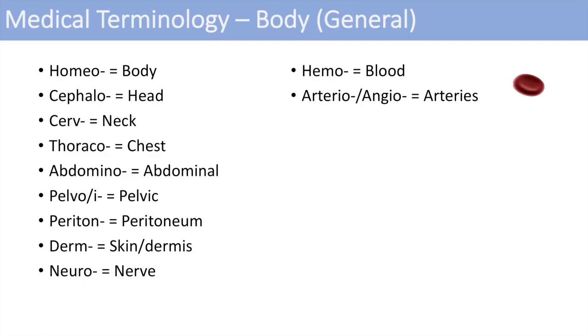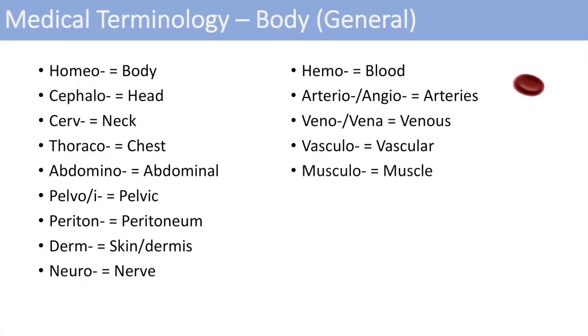Arterio or angio for arteries. So for arterio and angio, you might have heard of angioplasty or angiograms. They all have to do with arteries. The next one is veno or vena, which is just the venous system or veins. You may have heard of the inferior or superior vena cava. So that's a way to remember that. Vasculo just means vascular. So your vascular system, your vasculature. Musculo for muscle.